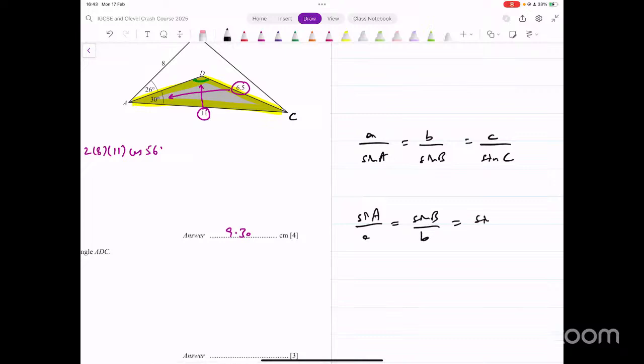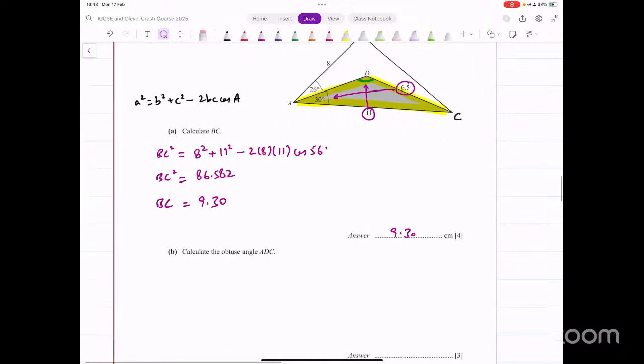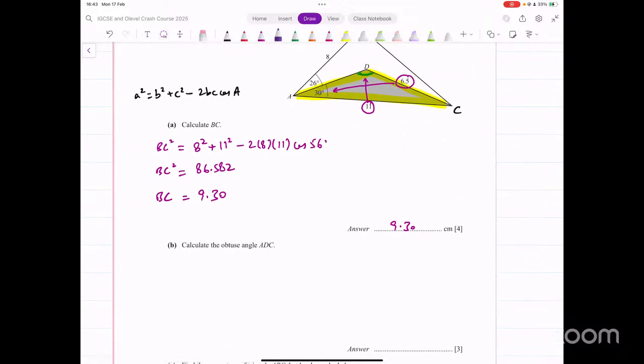Or you can also write this as sine C over c, with the angles on top and sides at the bottom. It doesn't really matter. You can use any of them. Usually it makes things simpler if what we have to find out, we keep that in the numerator. So what are we looking for? We're looking for the angle D. So I can write it like this. Sine D over the opposite side, which is 11. D is basically this angle ADC.